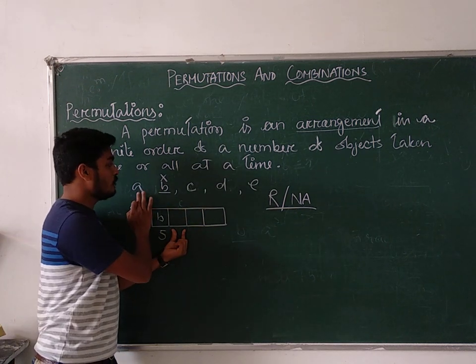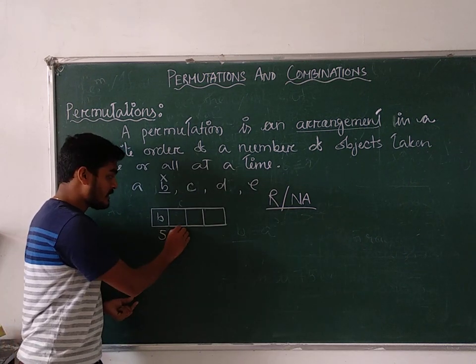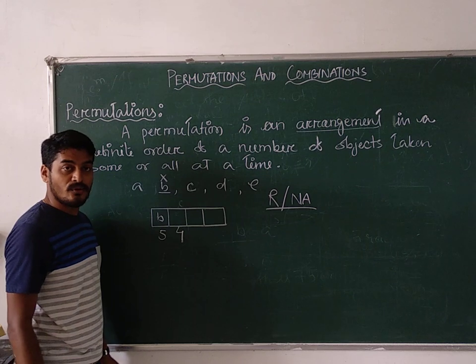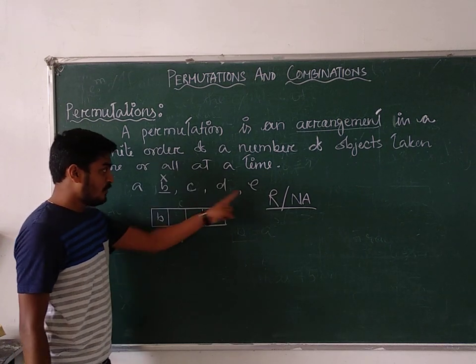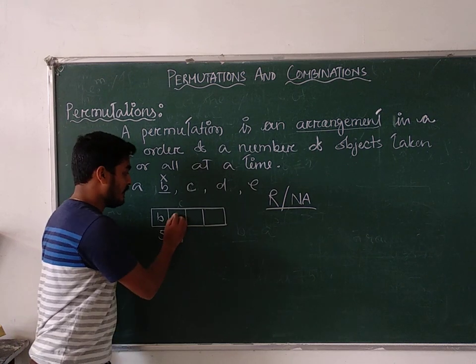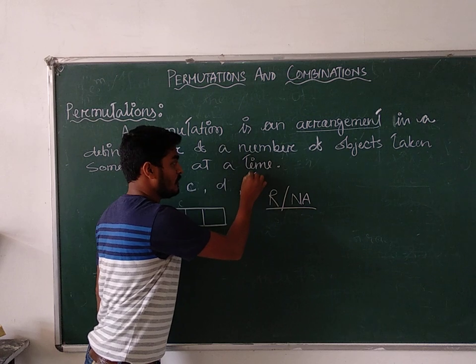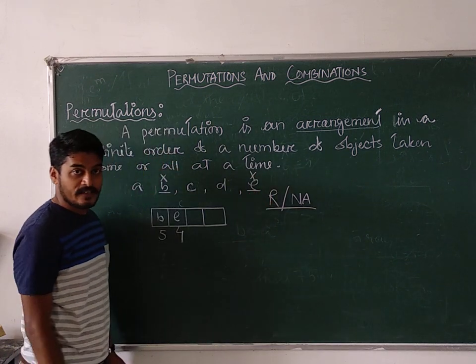How many possibilities? 1, 2, 3, 4. 4 different possibilities are there. That means this place can be filled up in how many ways? 4 ways. That means out of the 4 different letters, you can use any one to fill up the second place. Suppose I have written here E. As repetition is not allowed, you are not supposed to use E once again.